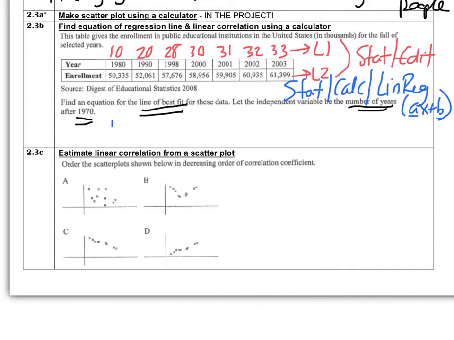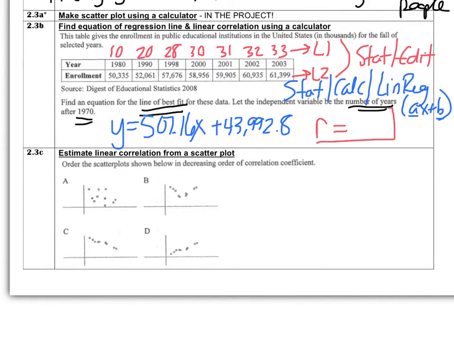The A value for that, what you're going to write, is 507.16 X, plus 43,992.8. That is the equation for the line of best fit. Now in this particular example, we are not asked to find the R or the correlation, but remember, the correlation is the R value that comes back on the calculator also.